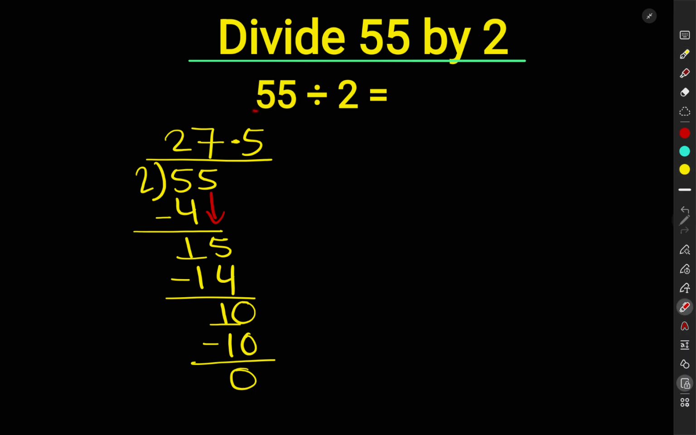So 55 divided by 2, we get 27 decimal 5.